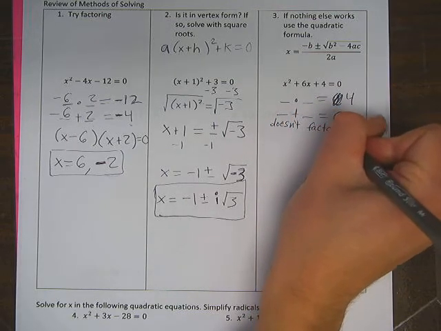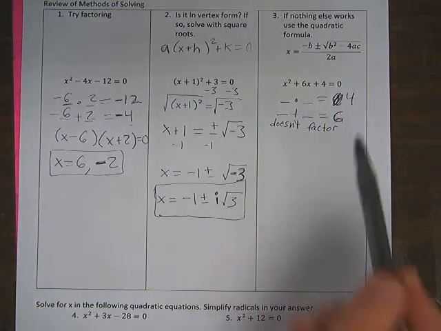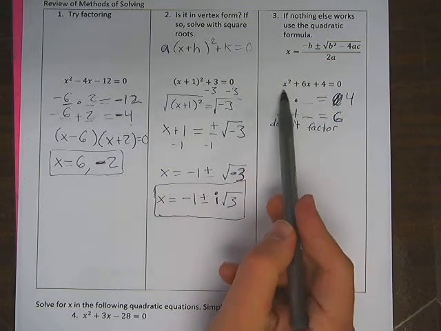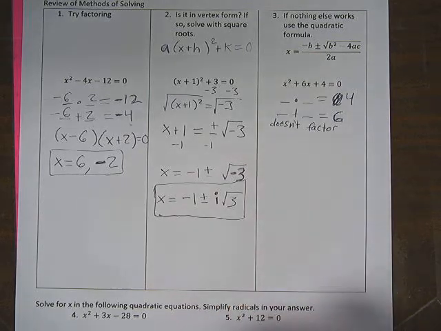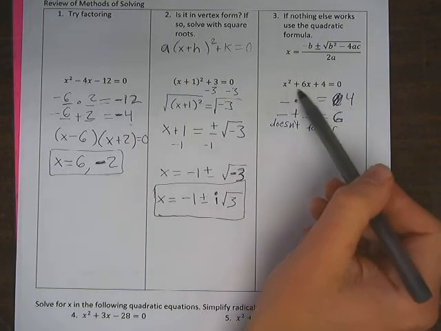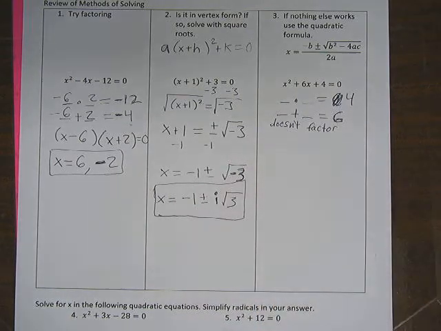And notice that it's not in vertex form either. There's an x living outside of this square. So it doesn't factor, it's not in vertex form. So probably the way that we want to solve it is by using the quadratic formula. Now you could convert this to vertex form if you wanted to solve for x, but that's usually a bit of work anyway, so we may as well just use the quadratic formula on it.